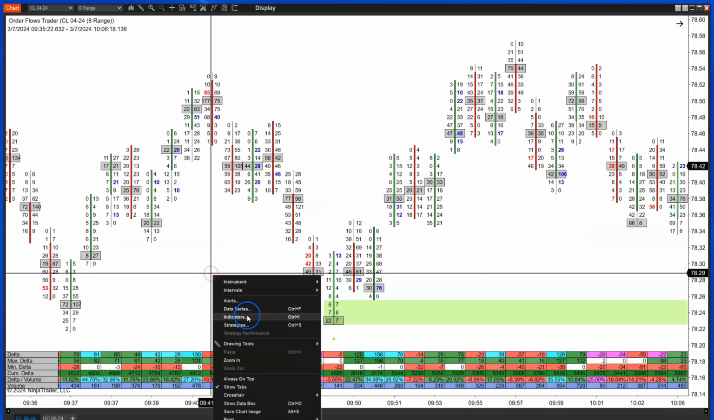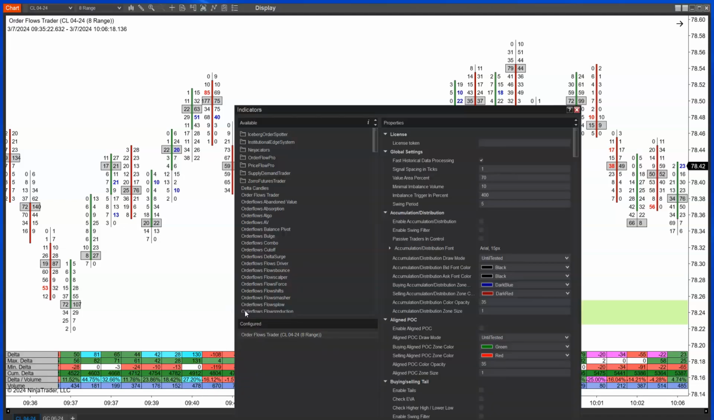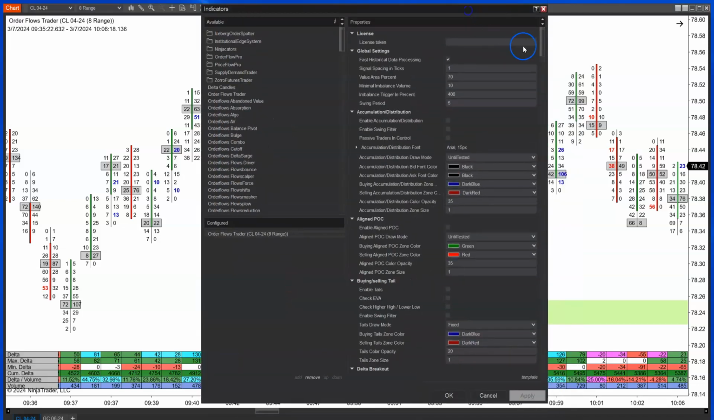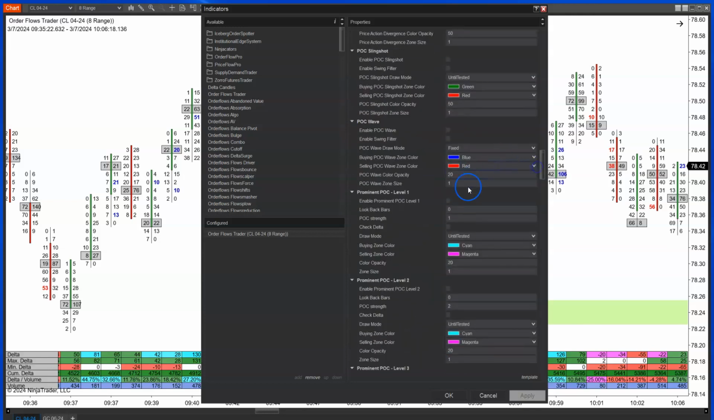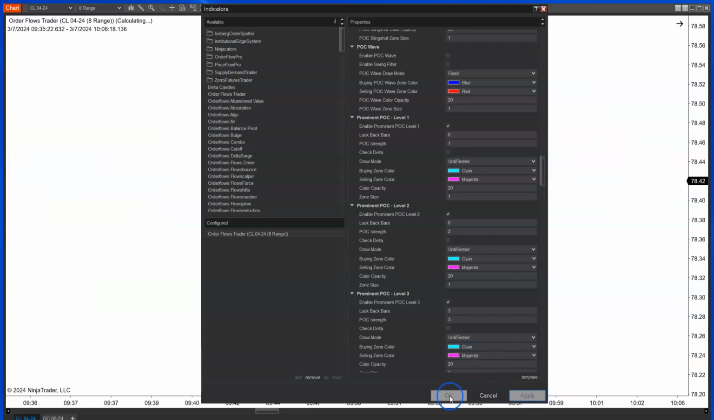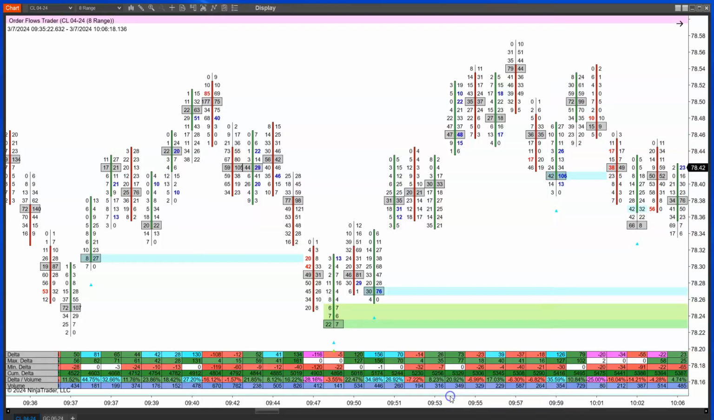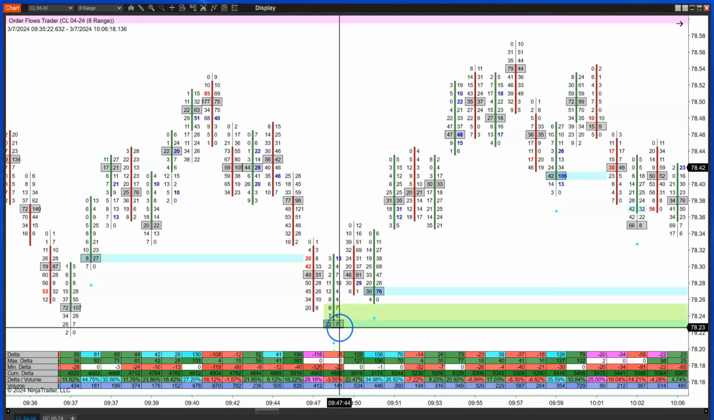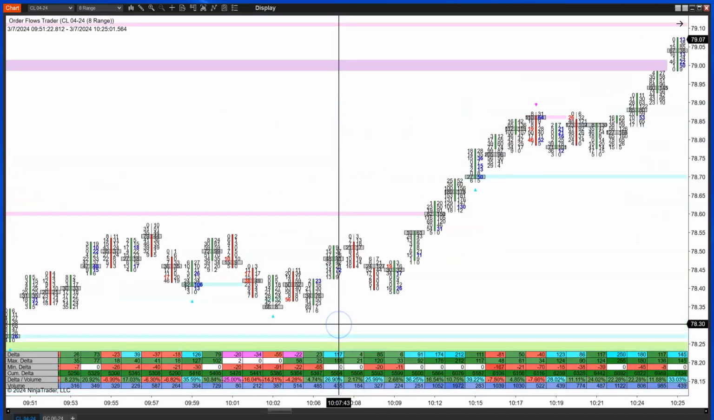Now what I also like to use with the retail suck is the prominent points of control. So turn that one on, turn that one on, 1, 2, and 3. Prominent point of control 1, 2, and 3. Click apply. So now what I'm going to look for is when there is a retail suck here and a bullish prominent point of control here. Okay, there's one there.